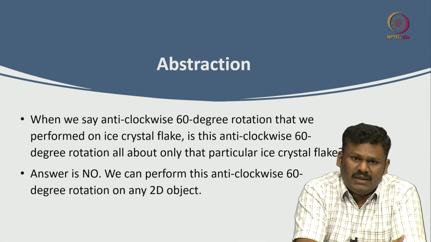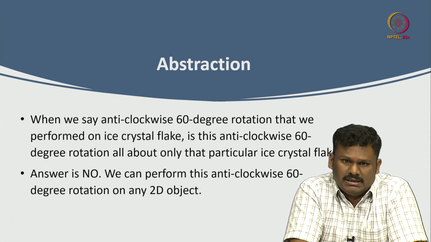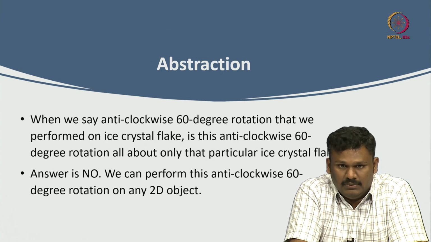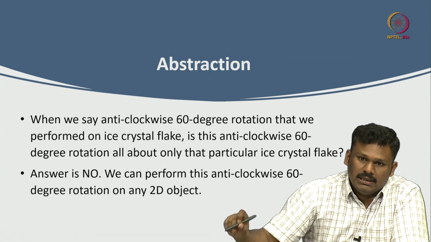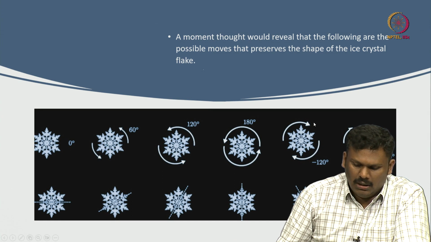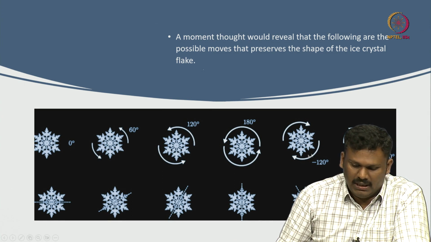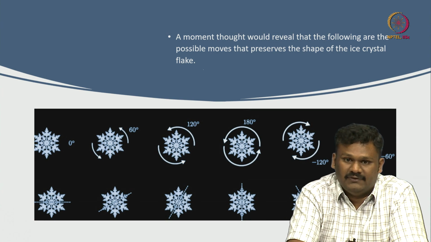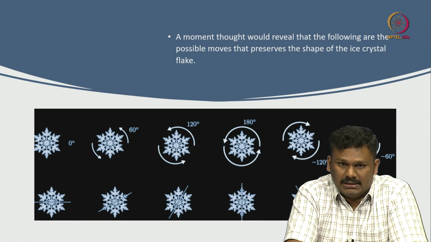So, when we say the anti-clockwise 60-degree rotation that we performed on the ice crystal flake, is it all about only that particular flake? As I explained, the answer is no. We can perform this anti-clockwise 60-degree rotation on any 2D object. So, instead of looking at these ice flakes, we consider all the possible moves that we are performing on the ice crystal.